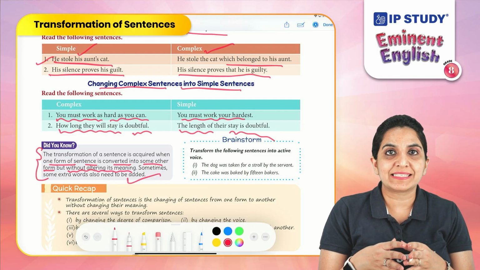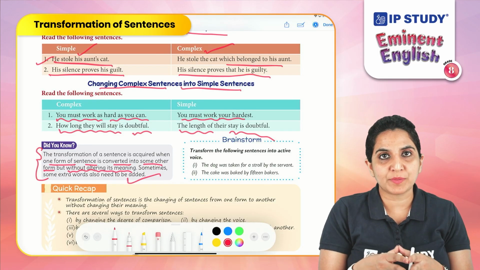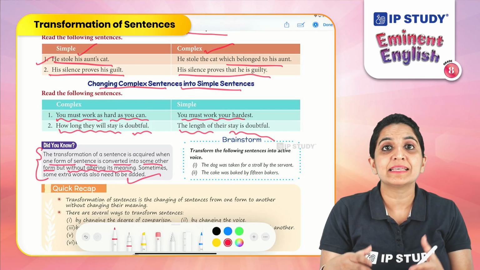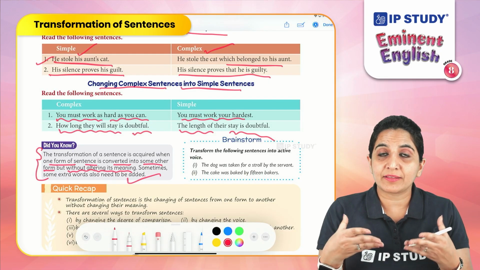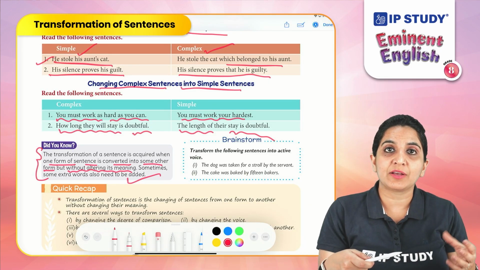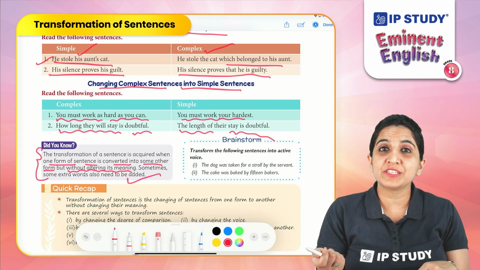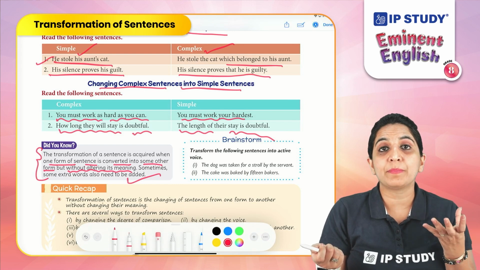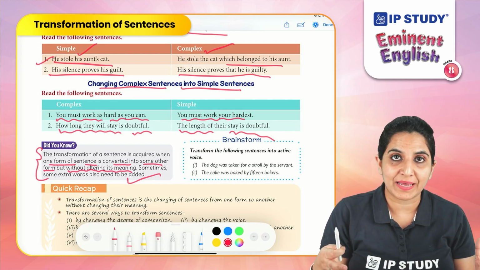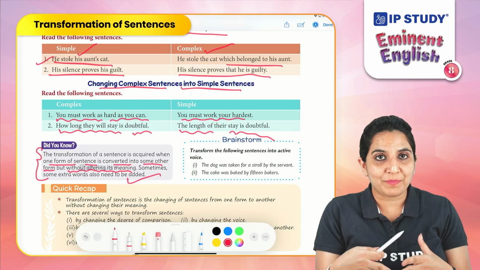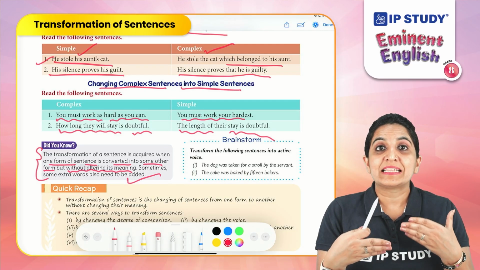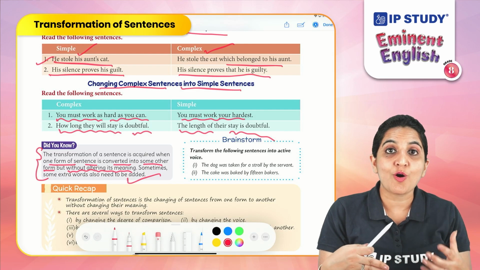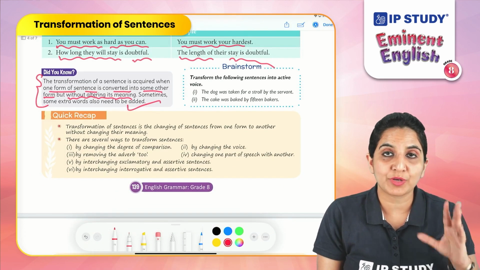We can transform sentences by using different parts of speech, by changing a simple sentence into a compound sentence or into a complex sentence, by removing the adverb "too," by changing one part of speech with another, by changing the active voice into passive voice and passive voice into active voice, and by also changing the degrees of comparison. Well, this was all about it, and as I told you earlier, this needs you to acquire in-depth knowledge and revision of your previous chapters so that you can follow all the rules.